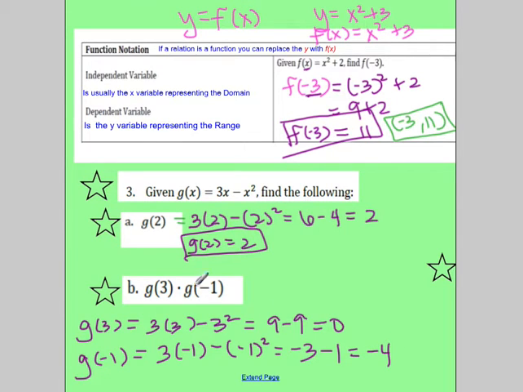So if I plug those in, we have g of 3 equals 0 times g of negative 1, which equals negative 4. 0 times negative 4 is 0. So my answer for that one is 0. All right, and one last one, C.